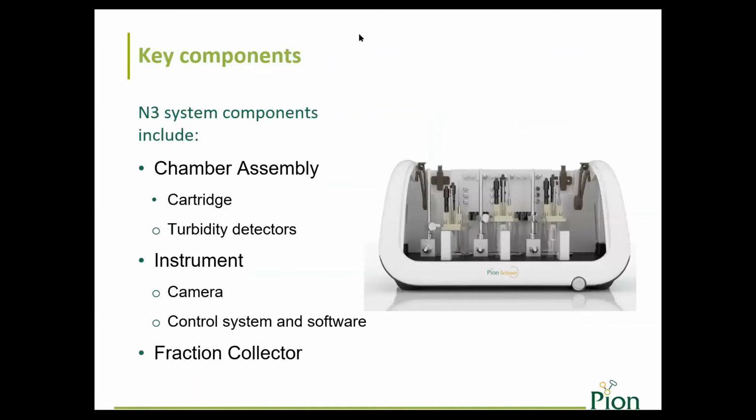There are three major areas that comprise the N3 system. The heart of it is the chamber assembly. It consists of a cartridge, which is the media for the assay, and turbidity detectors on the outside of the chamber assembly, and I'll go over each of these in more detail in the subsequent slides. Then the core instrument itself, which is the control system and software platform. We also have cameras for imaging as part of the core instrument. And finally, the fraction collector, which provides for automated sampling.